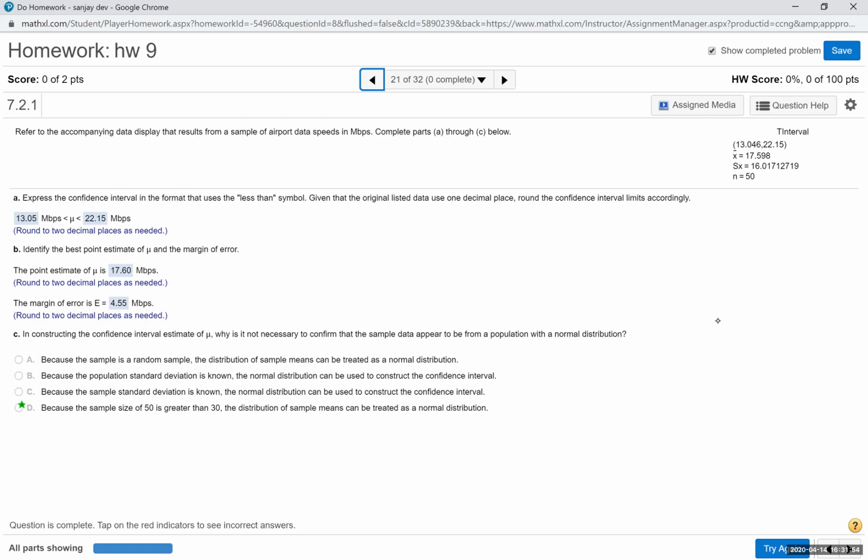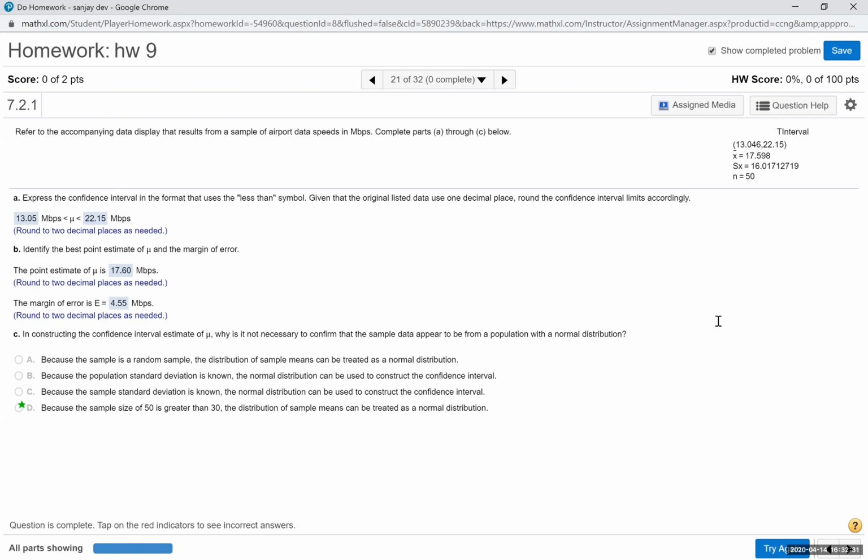That's not a percentage any longer. That's an average. X bar is 17.598. So if you were to take the upper plus the lower divided by 2, it would give you that. And margin of error, again, upper minus the lower divided by 2, that would give you the margin of error. The standard deviation for the sample is 16 point something, and the total number of data is 50. So express the confidence interval in the format that uses the less than symbol. So what is the true population mean between these two numbers?